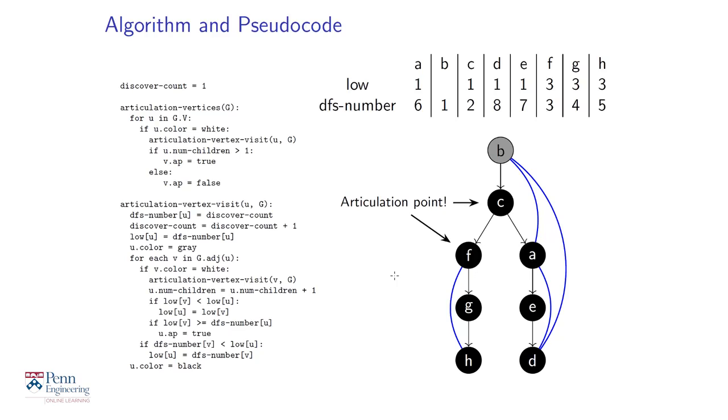The low number of c is also 1, but we also noticed that c has a child whose low number is at least as much as the DFS number of c, and therefore c is also an articulation point. And finally, vertex b, it's a root, and it's not an articulation point because it has only one child.